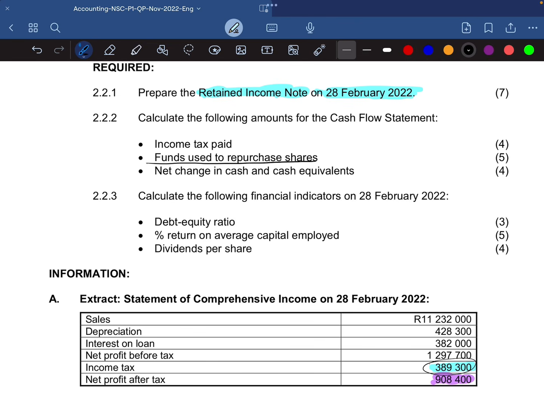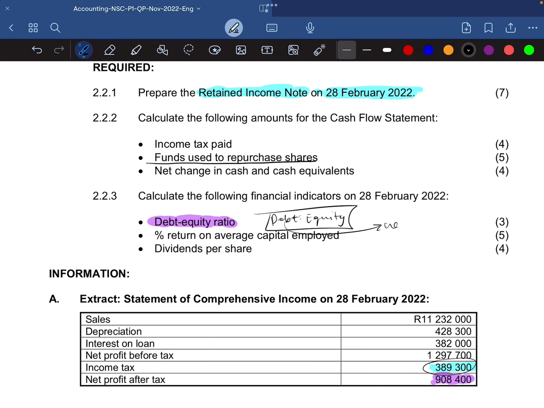All right, now we're moving to 2.2.3. It says calculate the following financial indicators on 28 February 2022. First one, debt equity ratio. In a previous video I uploaded, I showed you how to work with the formulae provided on your formula sheet. Familiarize yourself with that, and you can work out financial indicators very quickly and easily. Our formula for debt equity ratio is simply debt over equity, just like that.